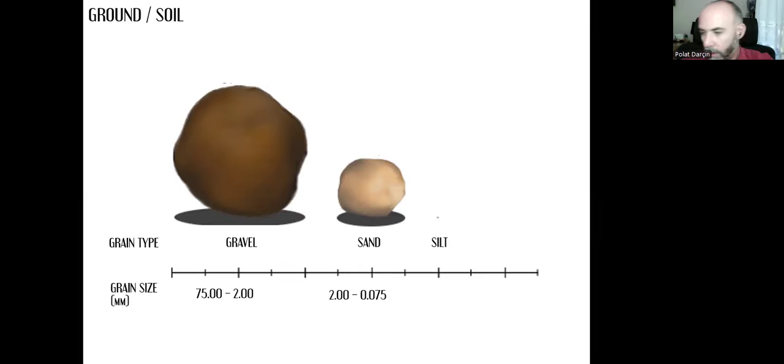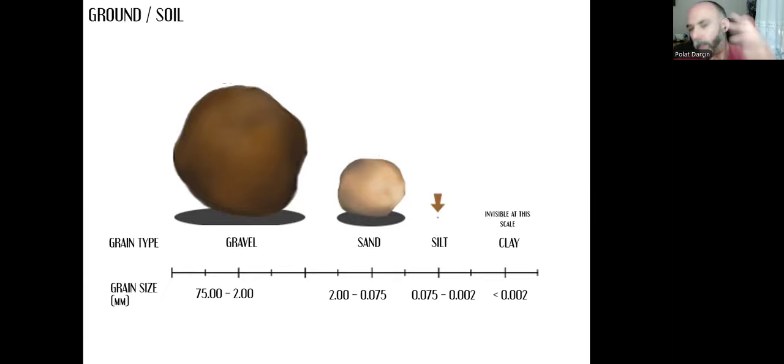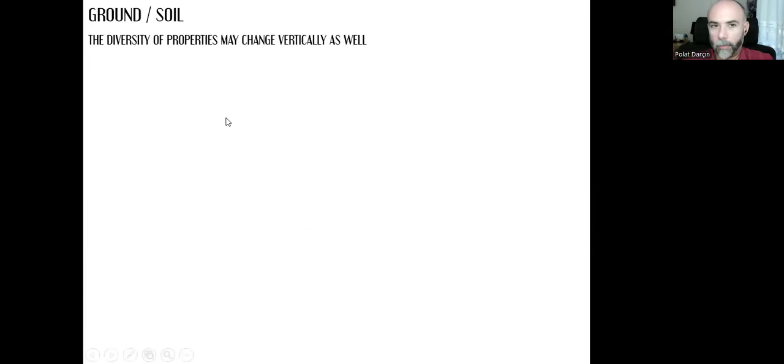Silt, again silt in Turkish, no difference. 0.075 to 0.002 millimeters. And clay, it's the smallest one. It's invisible at the scale. Kil, the same substance. As it gets smaller, the grain size category will be different.